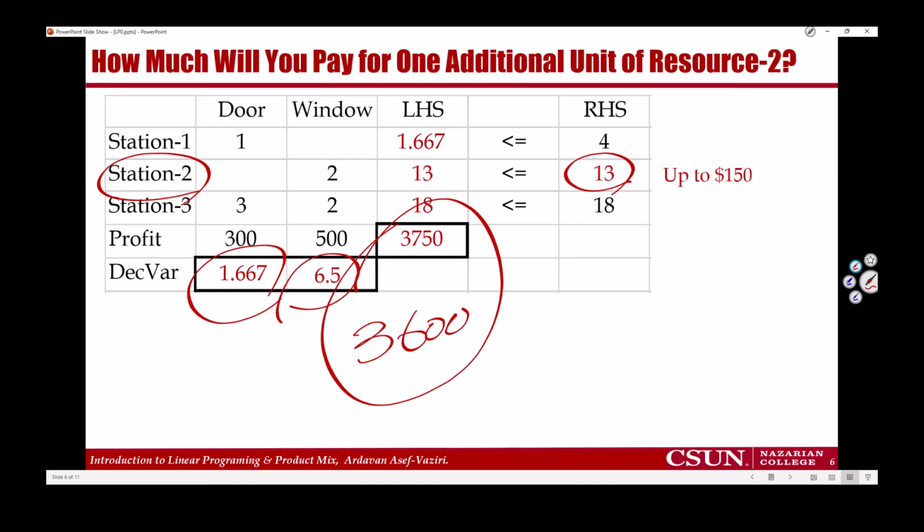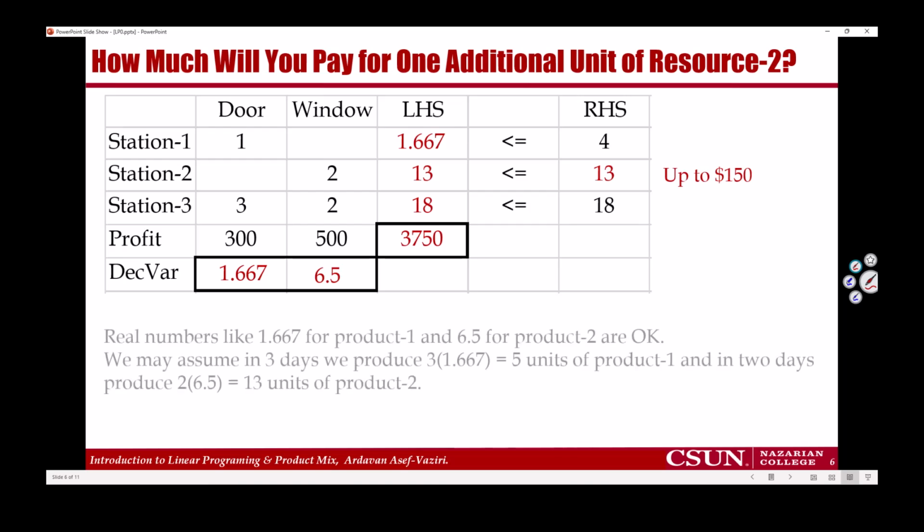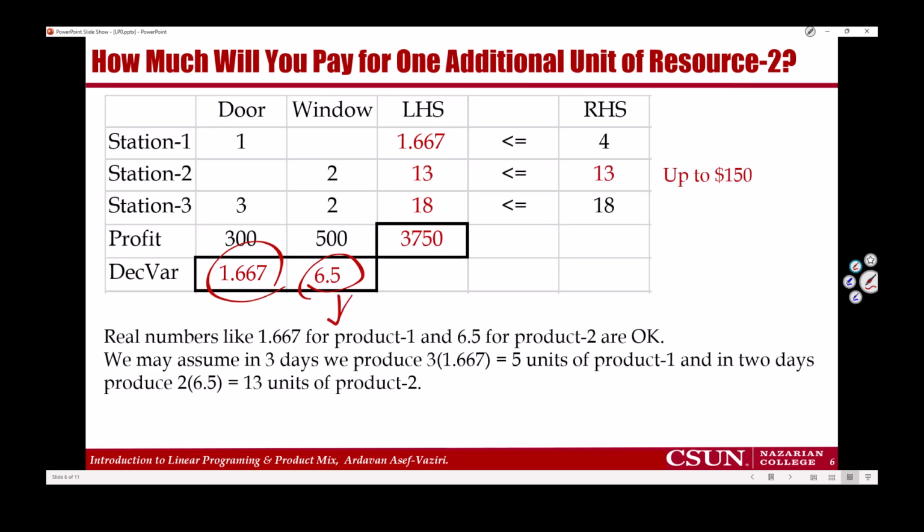And this discussion I have is for small changes. We cannot change 12 suddenly to say 24. We need to talk about the vicinity of this 12 to see what the situation is. And don't worry about these decimal points. Linear programming accepts decimal points. You may assume if you produce 2 days, then we have produced 16 units of this product. And if we produce 3 days, then we have produced 5 units of this product. Linear programming allows these decimal points.